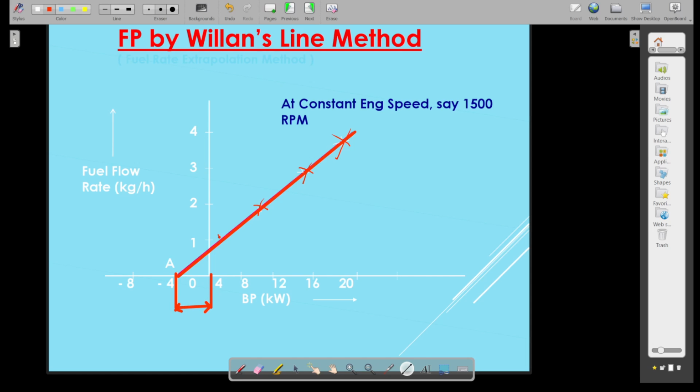Just remember this is the frictional power. So what I have done is plotted a graph between the brake power and the fuel flow in kg per hour, and that is extrapolated to cut the negative side of the x-axis at point A, suppose. Whatever I'm getting over here, the measurement of this is the frictional power.